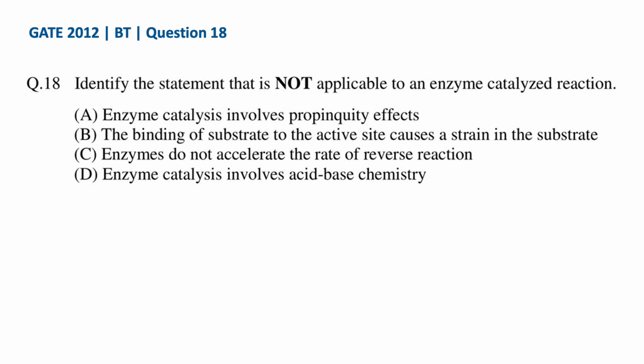So far we have seen some of the basic mechanisms involved in enzyme catalysis and the properties of enzyme catalysis. Now coming back to a question: identify the statement that is not applicable to an enzyme catalyzed reaction. Option A, enzyme catalysis involves propinquity effects. We saw that the proximity or propinquity effect helps in increasing the rate of the reaction, because the closer the reacting groups of the enzyme and the reactants are to each other, the faster the reaction occurs. So this is not the answer to the question, because this is correct about enzyme catalysis.